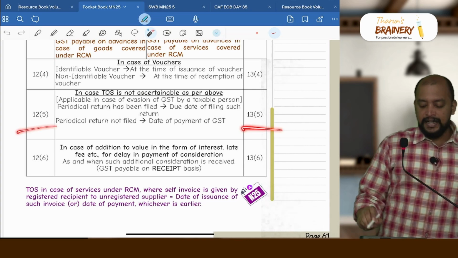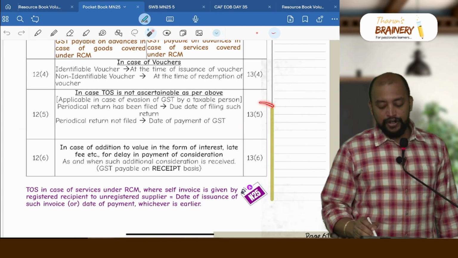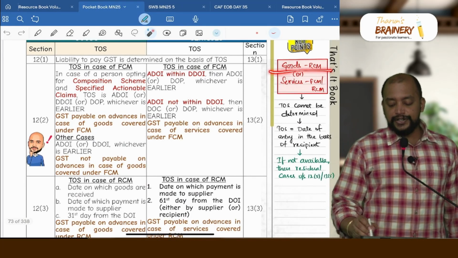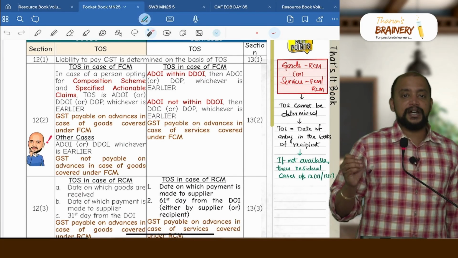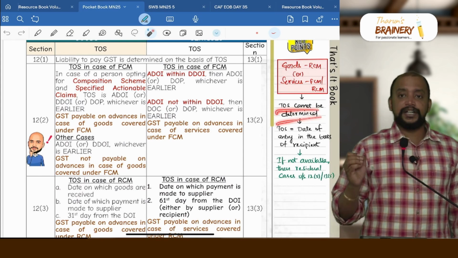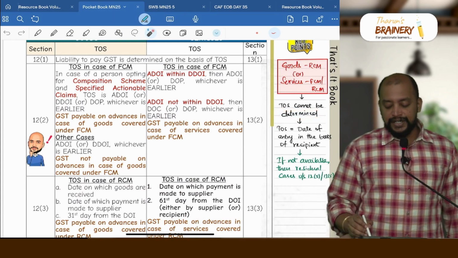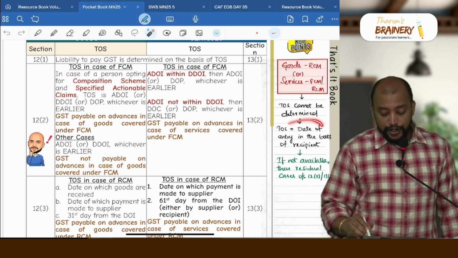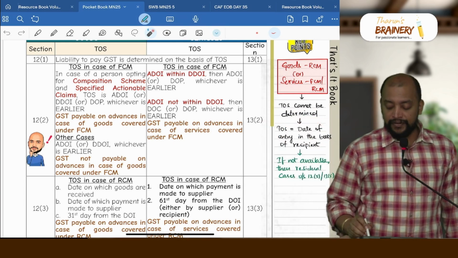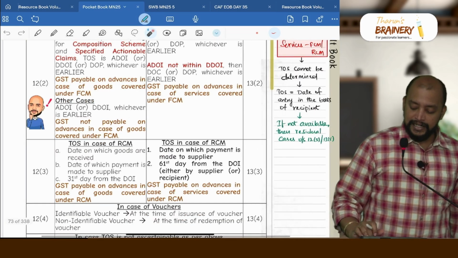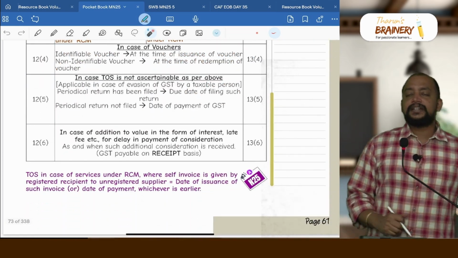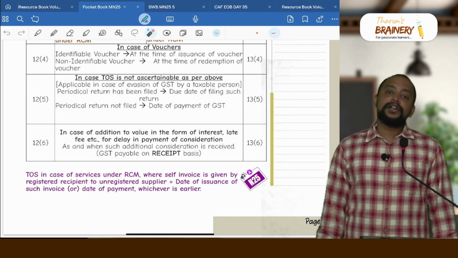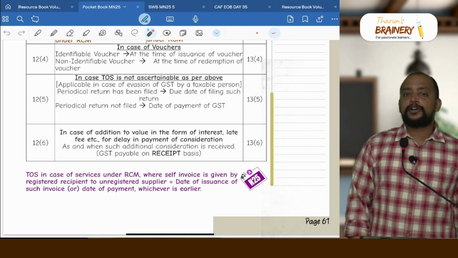Then subsection 5 is residual cases, but before applying subsection 5, we have another proviso that needs to be checked. So in case of goods RCM, services FCM or RCM, if the time of supply cannot be determined as per the provisions, then we need to see the time of supply as the date of entry in the books of the recipient. If that is also not available, then we will come to residual cases 12.5 and 13.5, which say if the periodical return is required to be filed, the due date of filing that return. If the periodical return is not required to be filed, the date of payment of tax.